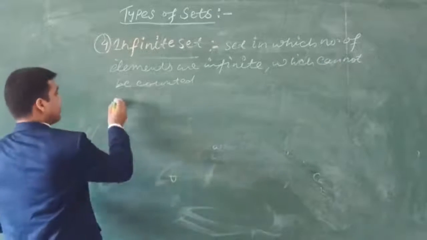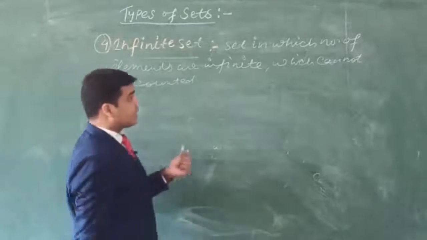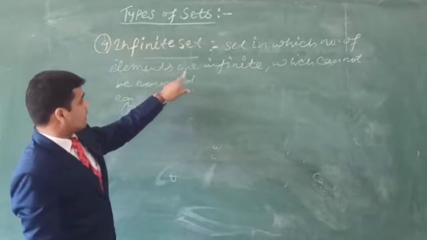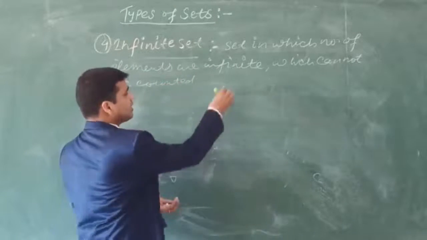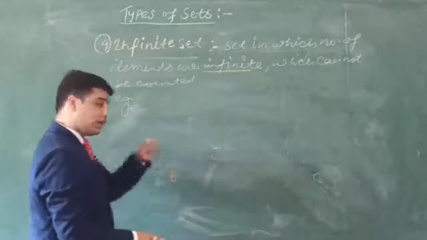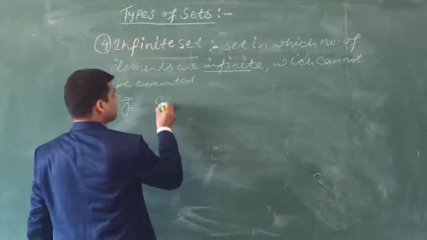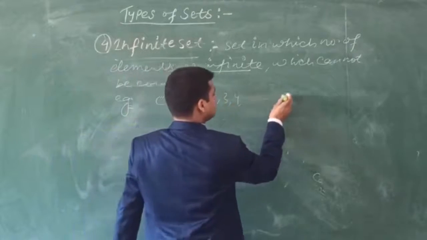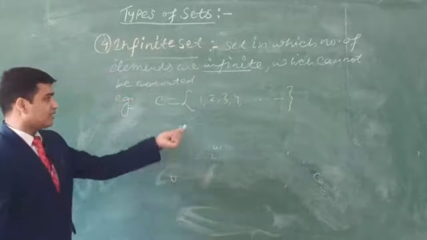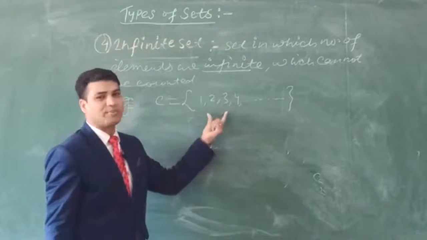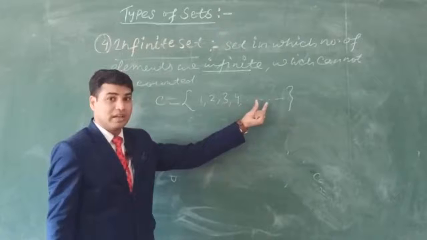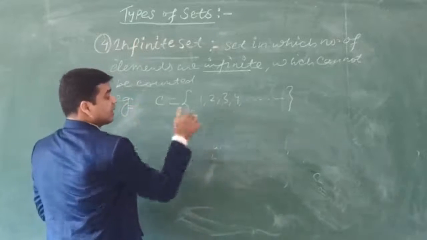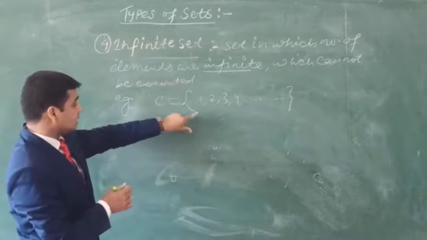Okay, now see this here. For example, I am taking here, what is infinite set? Set in which the number of elements are infinite, which cannot be counted. For example, see this here. I am taking suppose set C. Inside this 1, 2, 3, 4 and so on. So see this here. How many elements? You can't say here only 4 elements, 1, 2, 3, 4. No, actually it is going up to infinite. It is repeating. Okay, it is going up to infinite. So we can't count these elements. That's why we can say this is infinite set.